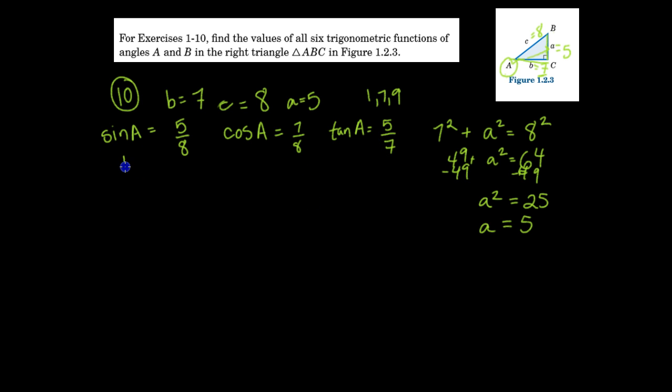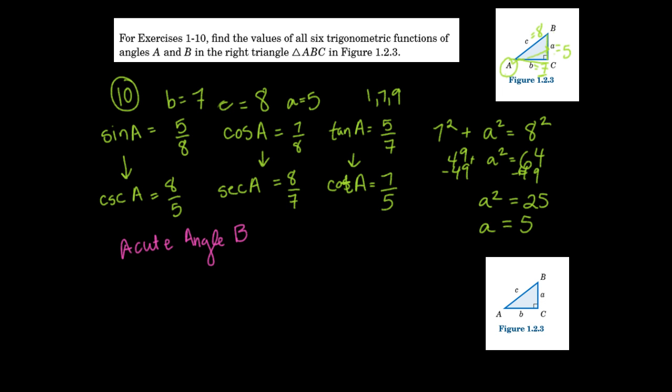What corresponds to sine? What's the reciprocal? Cosecant. I almost said secant. So the cosecant of A is equal to 8 over 5. The secant of A, remember, is equal to 8 over 7. And the cotangent of A is equal to 7 over 5.